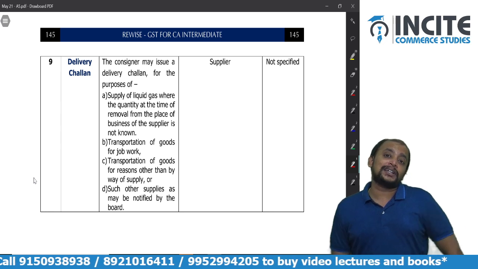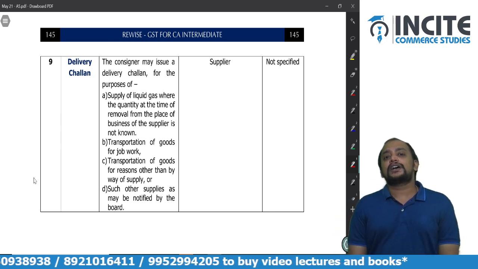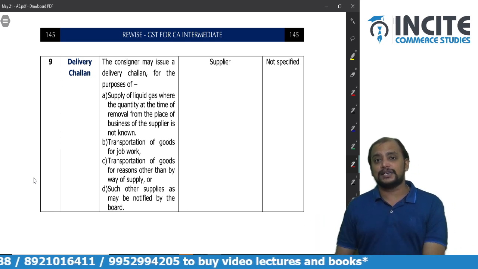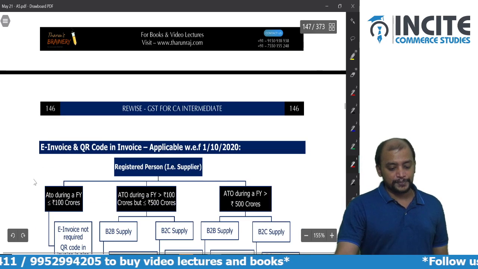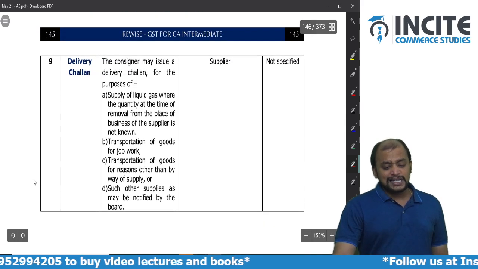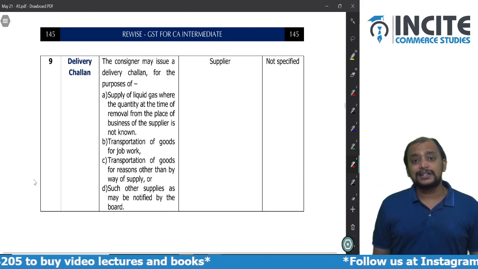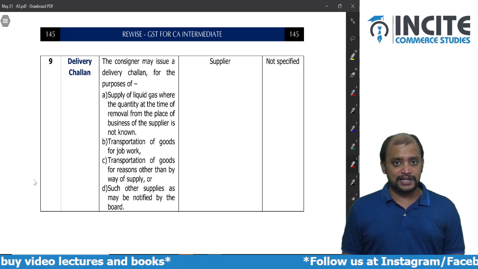Who should be giving the delivery challan to whom? Supplier should be giving the delivery challan to the recipient. Okay, that is this delivery challan point. So these are the various documents that are involved in GST.